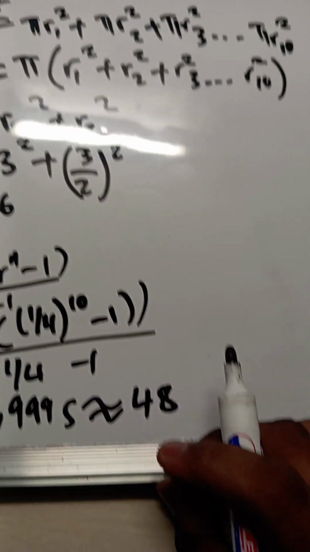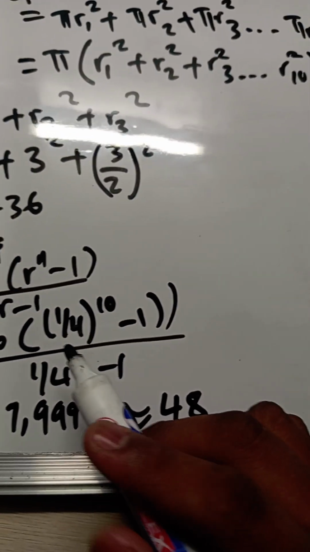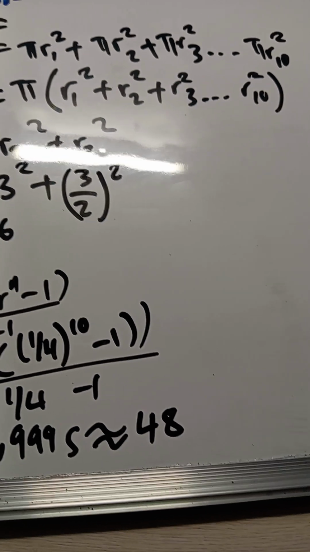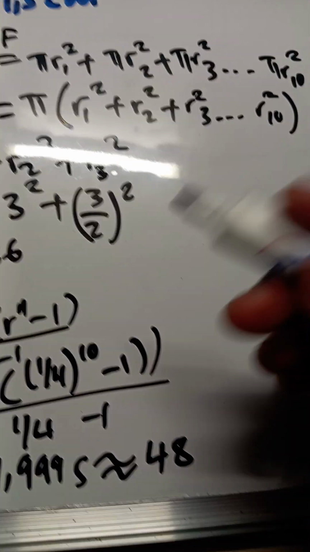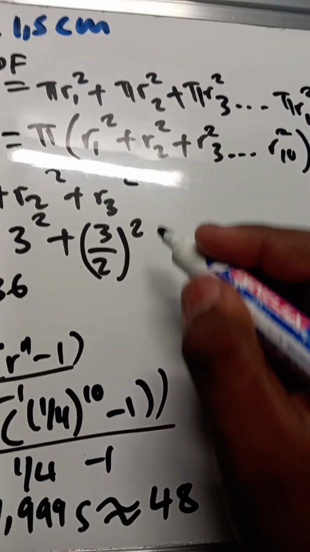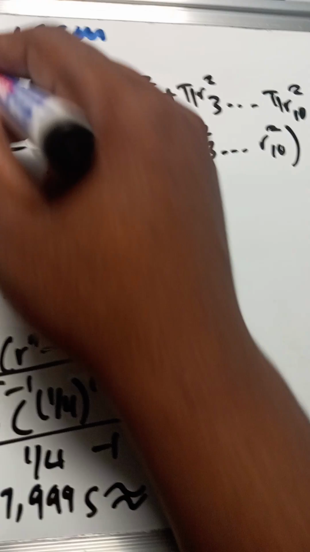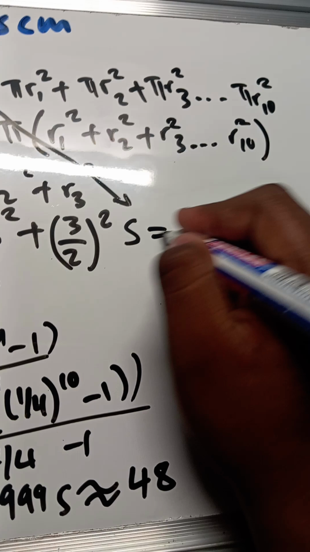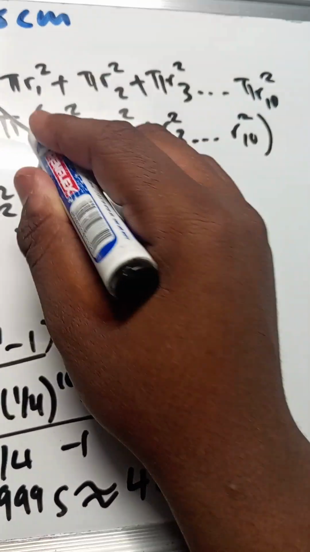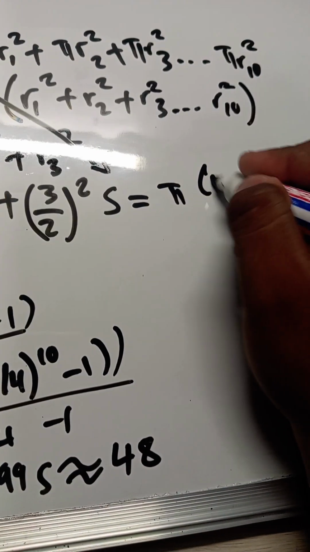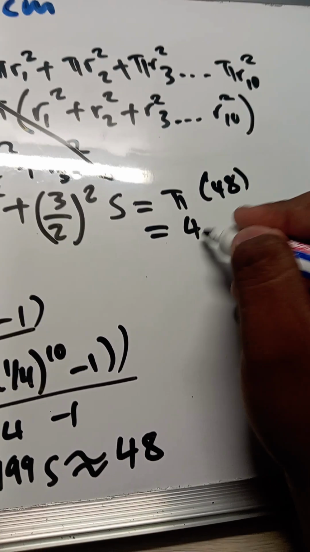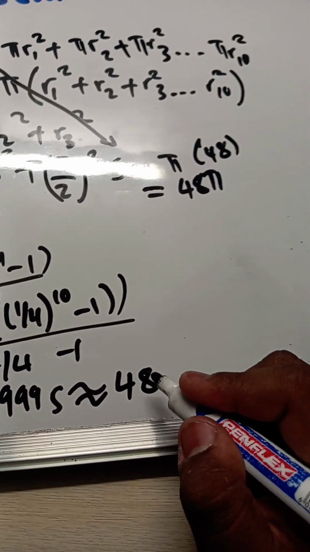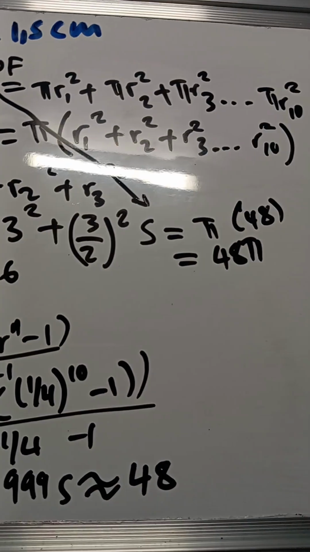But now that I found the sum, what do I have to find? The sum of the areas of the first 10 circles. Meaning that I'm just going to continue with my expression, the one I had initially. What am I going to say now? It is just equal to pi, and then the whole thing that I had was 48. So my answer is 48 what? Pi. So this is the sum of the areas of the first 10 circles.